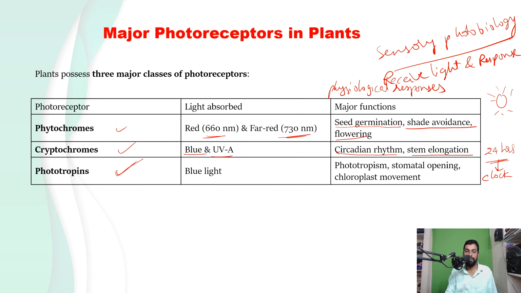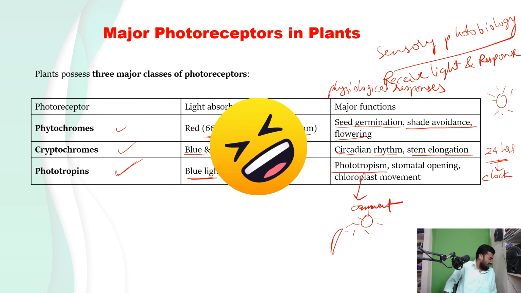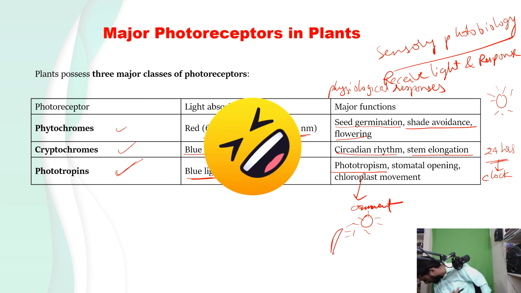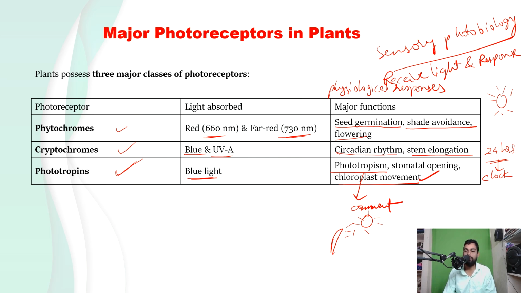The third one is phototropins. They absorb blue light. These are useful in phototropism. What is phototropism? Please comment. I am waiting for your comment. Phototropism means the plant grows towards the sunlight, like a sunflower. The second function is stomatal opening. The third function is chloroplast movement.